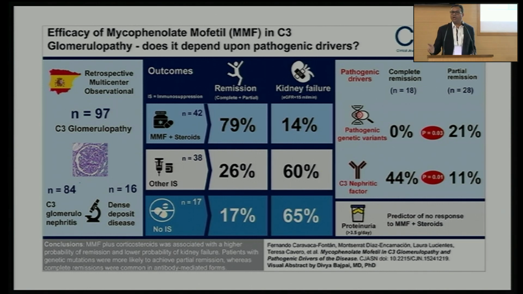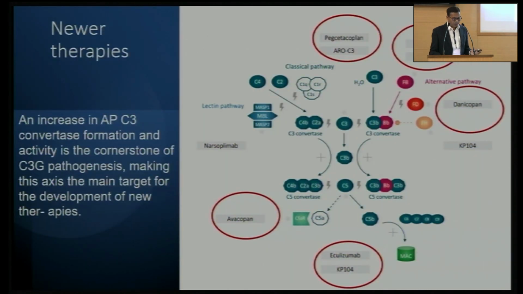So even without the genetic testing, ideally you should have a genetic workup, but you can try a steroid and MMF combination as first line treatment in many of these patients who have progressive renal function decline or nephrotic proteinuria. There are newer therapies which are now available. Four or five of them I will discuss.